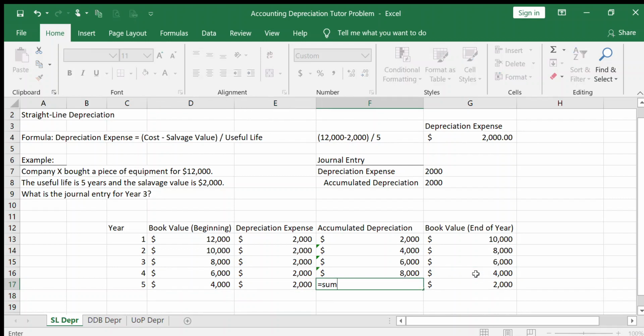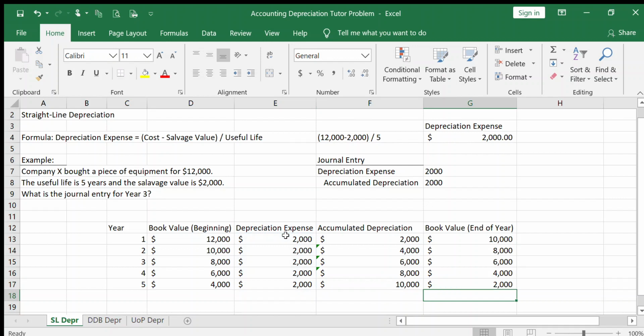So we're going through this. We should have $10,000 of accumulated depreciation, which we do, and our book value at the end of year 5 is $2,000, which makes sense. Why does that make sense? So we have a salvage value of $2,000. So our book value at the end of our useful life should be equal to what our salvage value is.